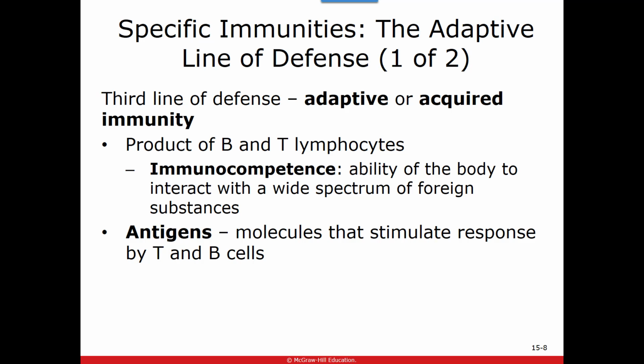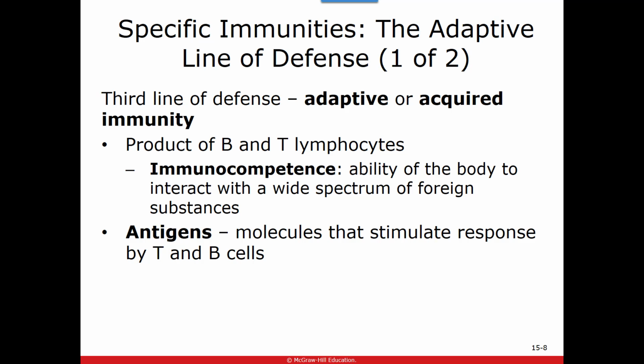So, kind of starting off the chapter, just a little bit about what the third line of defense is. It's sometimes also called adaptive immunity or acquired immunity, and it's anything that has to do with your B lymphocytes or T lymphocytes, your B cells and T cells. And again, it's the fact that these cells can recognize millions, if not billions, of different types of molecules that could get in the body that are foreign. And it can recognize them as foreign, and it can mount a very specific immune response against them.